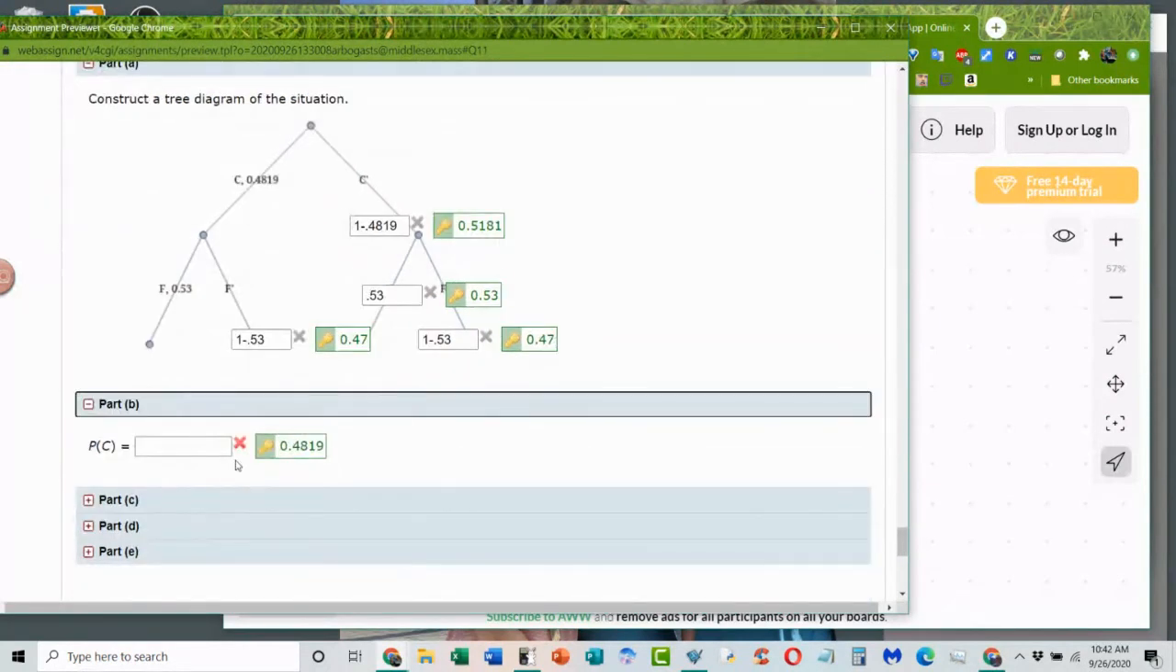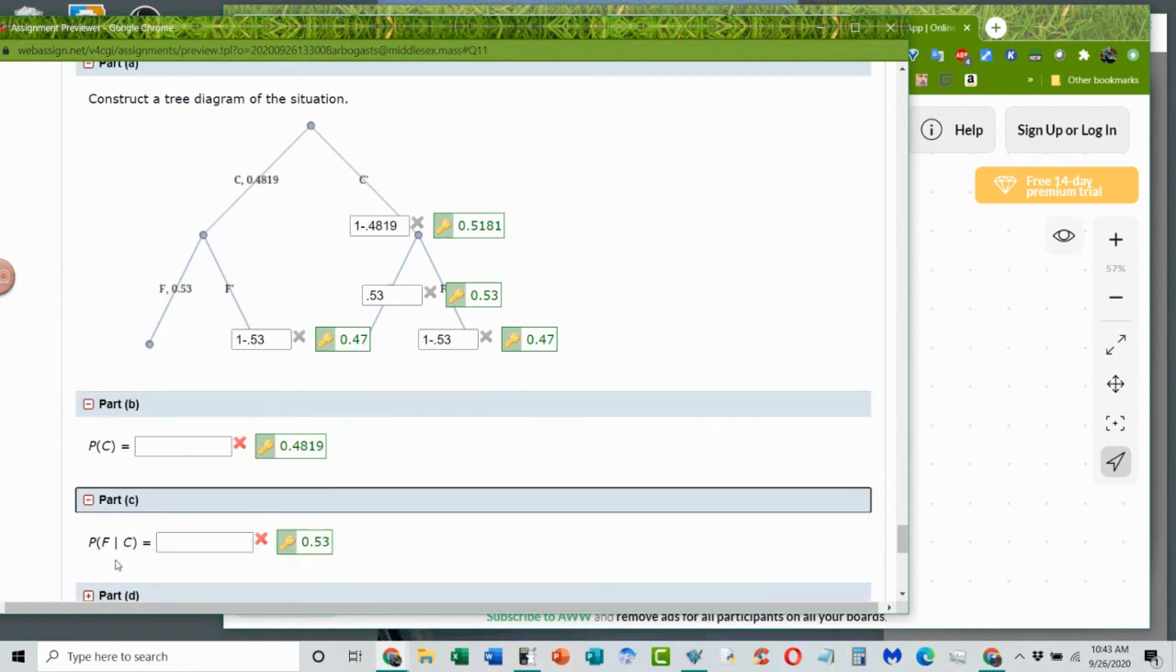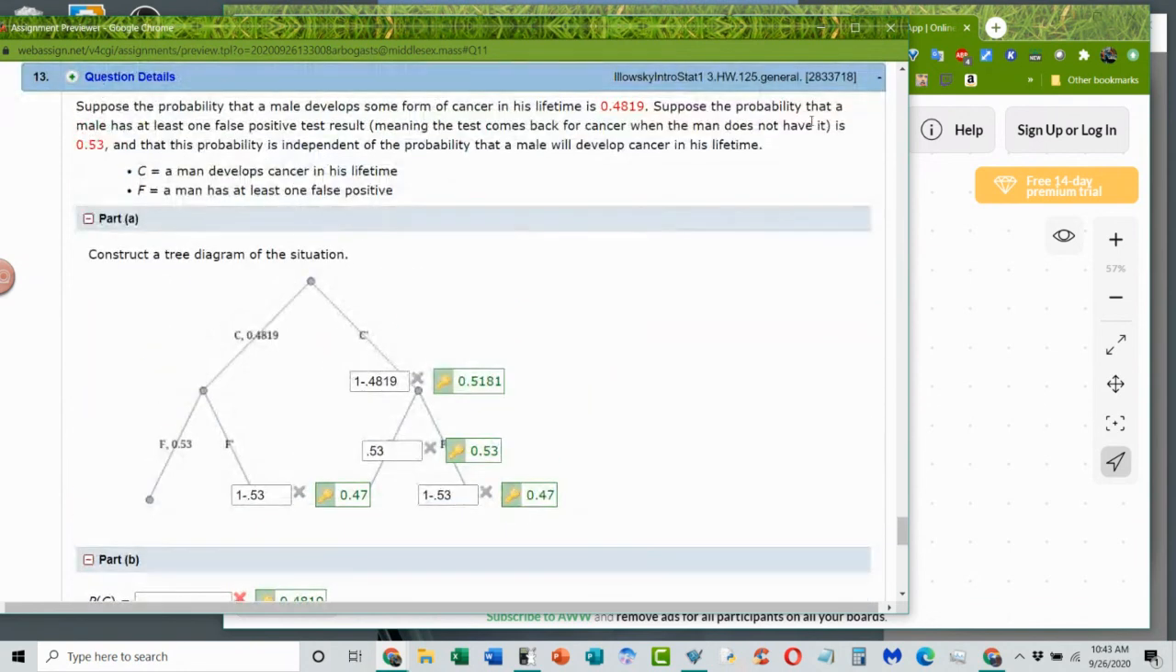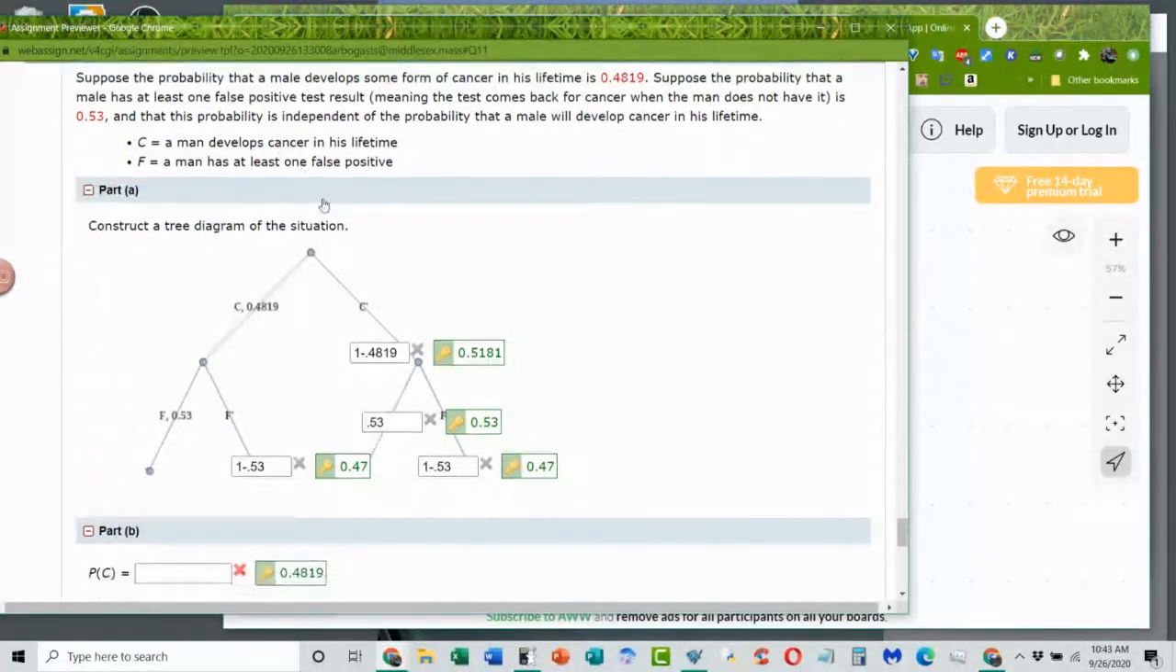Then they ask you, what's the probability of getting cancer? Well, they told you it's 0.4819. The probability of getting a false result if you have cancer is 53%. And the probability of getting a false result if you don't have cancer is still 53%, because that's what they told us: the probability of getting the false result is 53%. Again, whether you have cancer or not has no effect on that. It's always wrong 53% of the time.